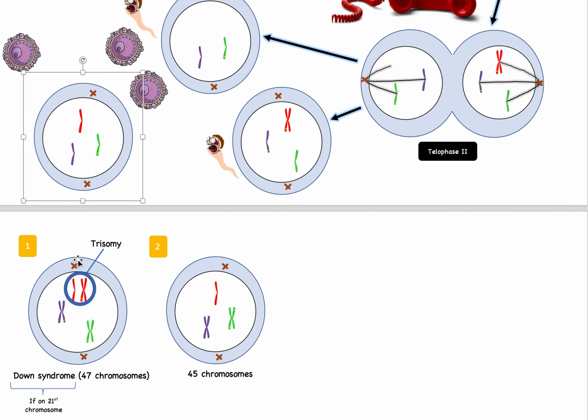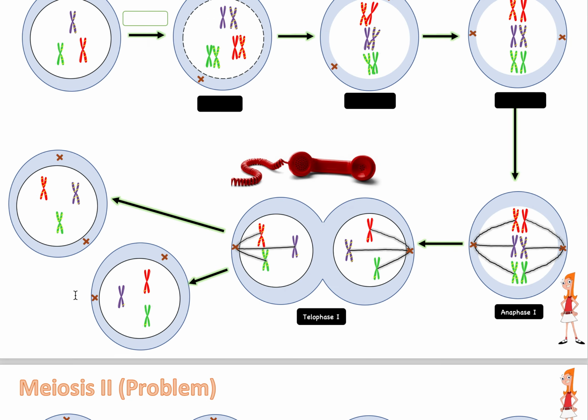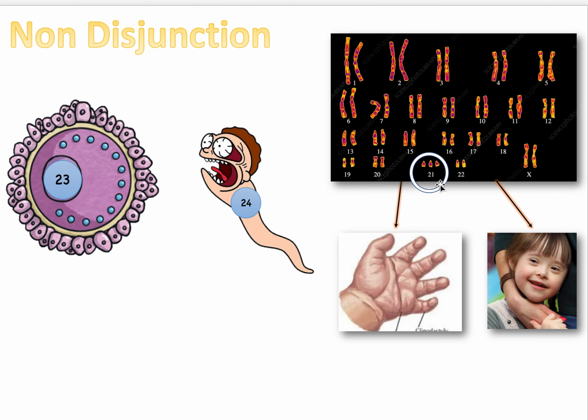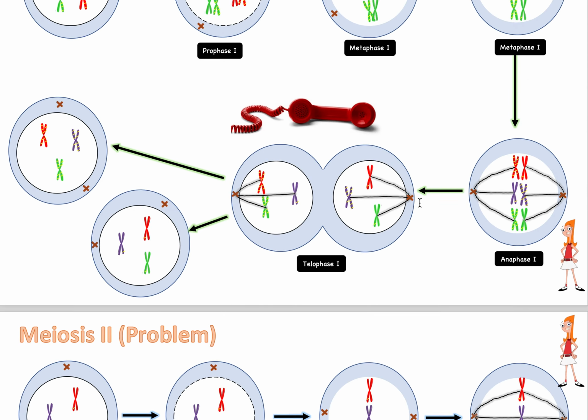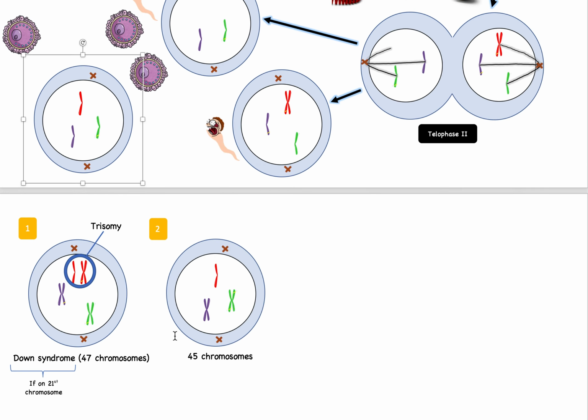So this body cell now will have 47 chromosomes because we have this extra chromosome 21, just like in this picture here. Okay, so that's what happens for Down syndrome. And remember, it only happens if it's on the 21st chromosome. This person will have 47 chromosomes.